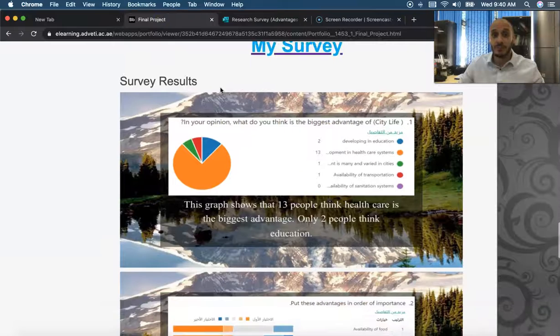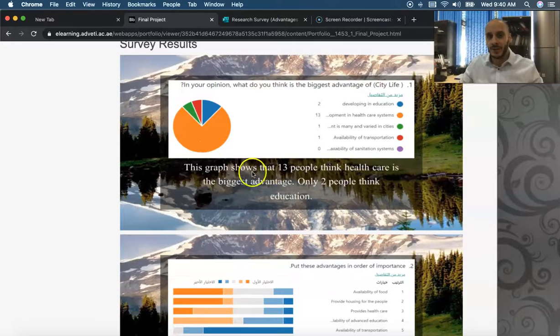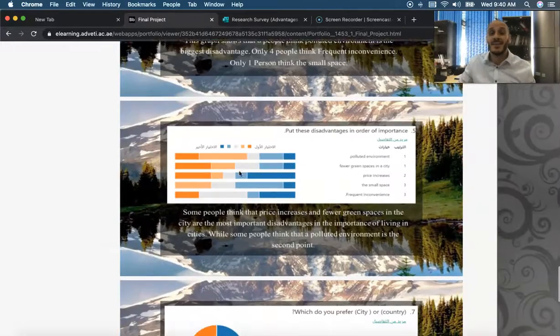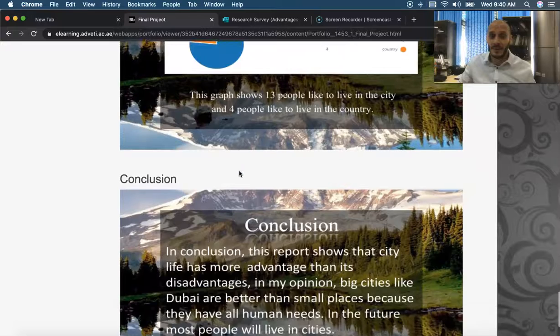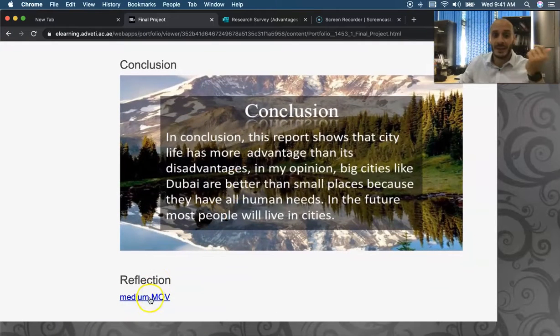Almost done, I promise. And then this is kind of IELTS prep, they wrote the results of their survey. This graph shows that, blah, blah, blah. So they did a lot of work on analyzing. Then they did conclusions, and they added a little reflection movie at the end.